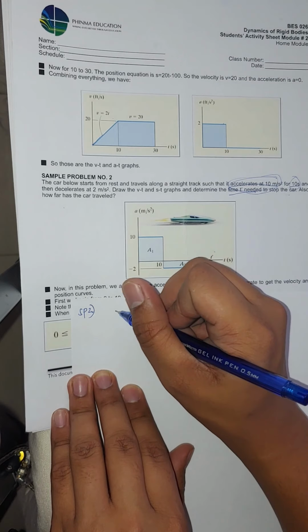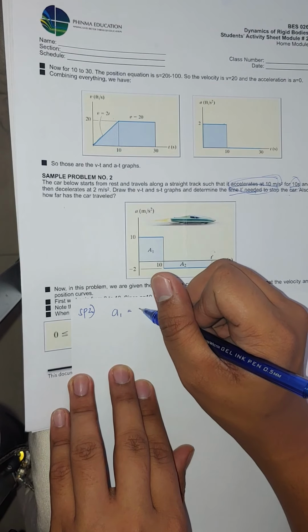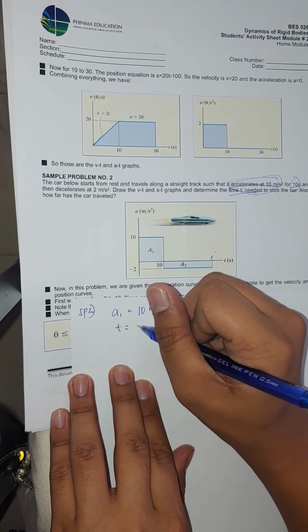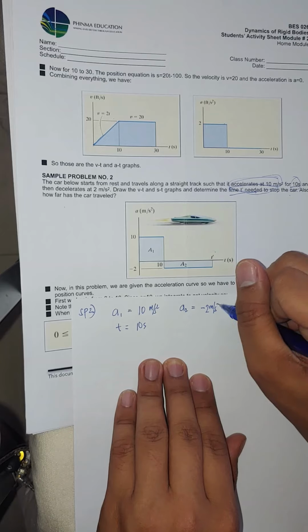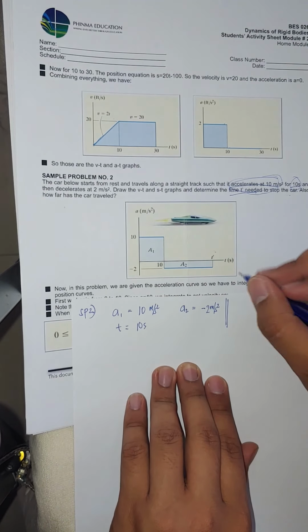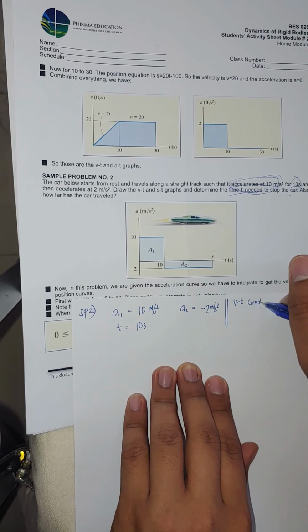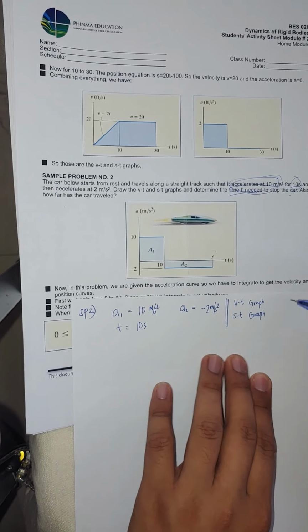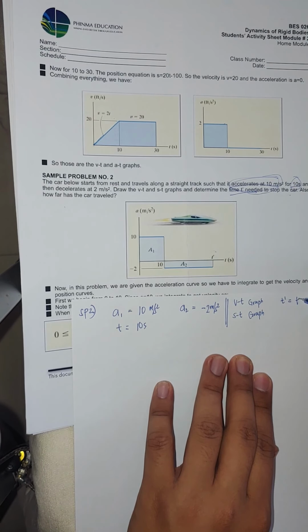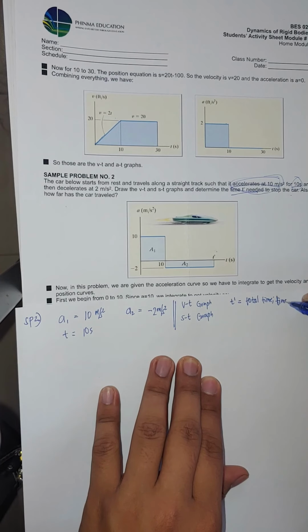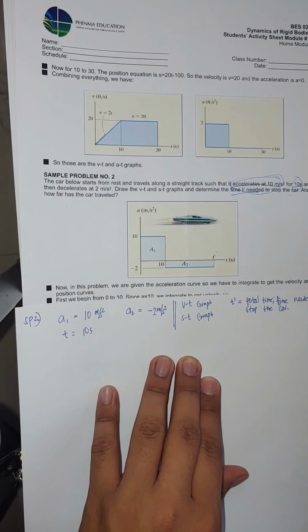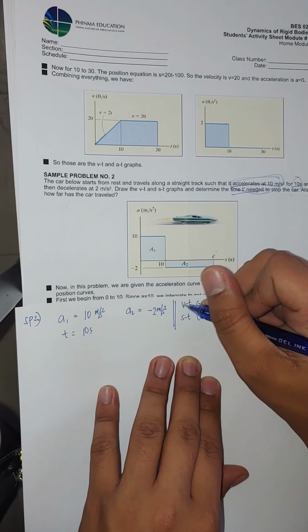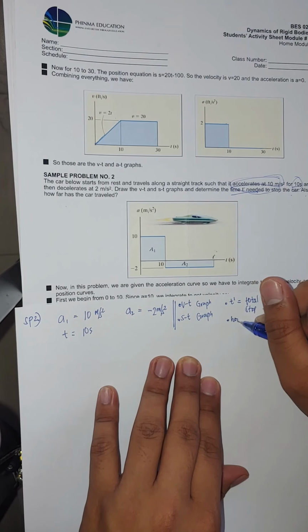So we were given the first acceleration. Let's say we name that A1, 10 meters per second squared for 10 seconds. And then it decelerates. Our second acceleration is negative 2 meters per second squared. So now we were asked to draw the velocity versus time graph, the position versus time graph, and then to determine t prime, which is the total time needed to stop the car. Also, how far has the car traveled?